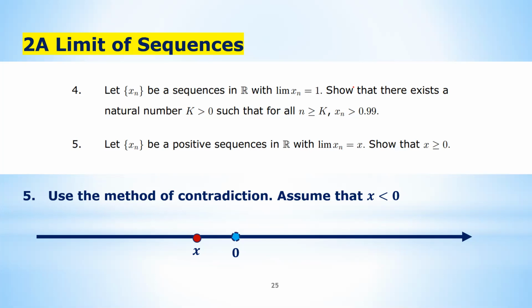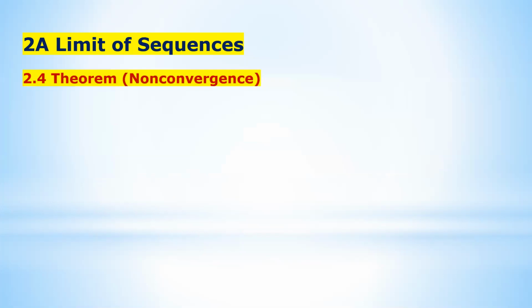I want to examine this with you next time, especially number 5. And then there's a few other things I want to go through with you. The number 2.4 is a small problem. It's what we call non-convergence.